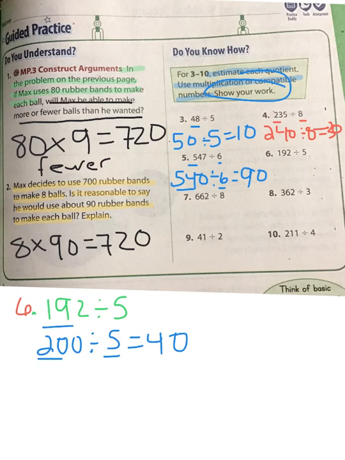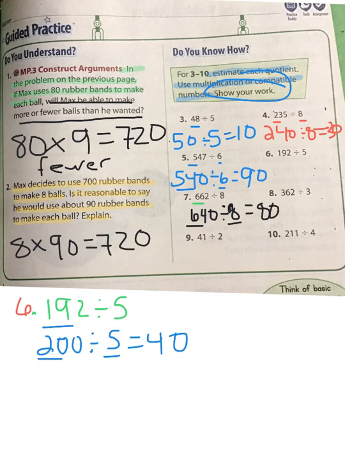Number 7, we have 662 divided by 8. Underline the first 2 digits. What is a multiple of 8 that is close to 66? Well, 8 times 8 is 64. So I have 64, then place my 0, divided by 8. That's an 8. Sorry, it's hard to see. 64 divided by 8 is 8, and then add your 0.